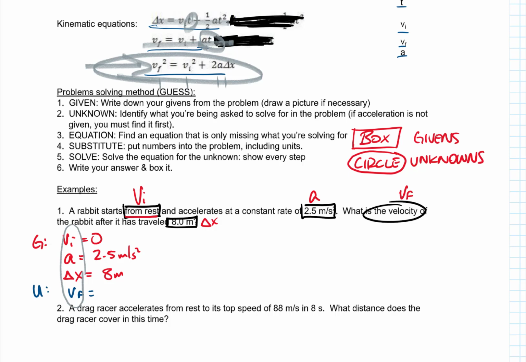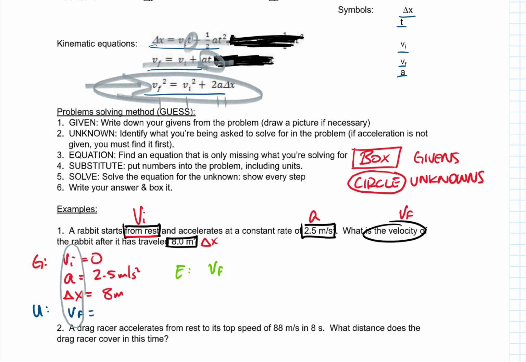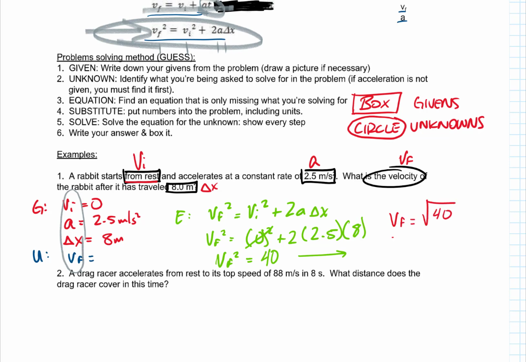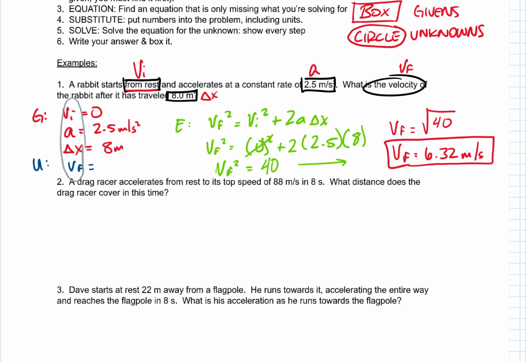So for the equation that I choose, we're going to say that the final velocity squared is equal to the initial velocity squared plus 2a delta x. Now, I have most of that stuff, so I'm going to plug it in. The final velocity squared is 0 squared plus 2 times 2.5 times 8. So that goes away, and the final velocity squared is equal to 40. But I'm not done. That's the final velocity squared. So if I want the final velocity, it's going to be the square root of 40. So that final velocity comes out to be 6.32 meters per second. That's how we're going to use the GUESS method. That's all these are. Let's go through it again.